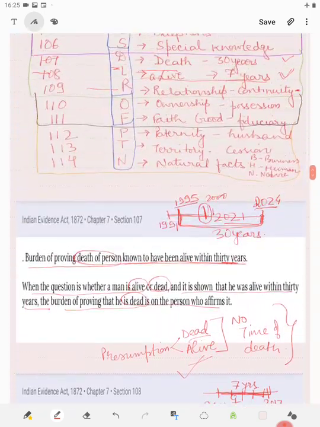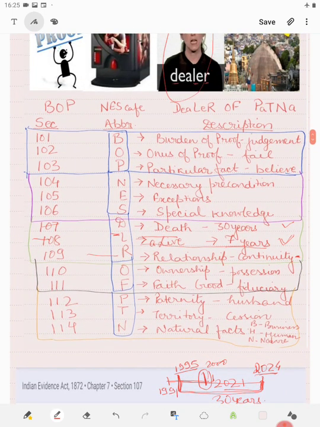That's all for today. We'll just revise section 107, which deals with death, that if a person has been heard of in last 30 years, and it is claimed that he is dead, then the person who claims his death has to prove it. And section 108, which says alive, that if a person is not heard of for last 7 years by those who would naturally have heard of him, then it is presumed that he is dead, and the person who claims he is alive should prove it, or the burden of proof is on him.